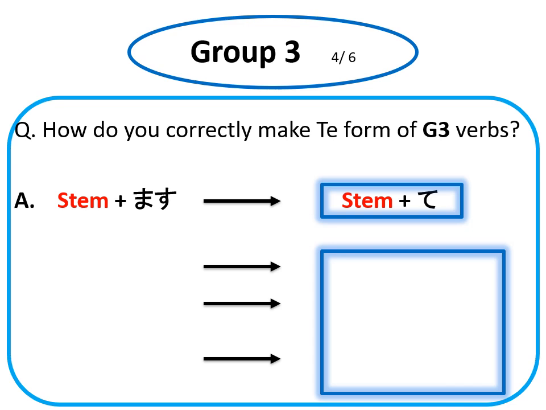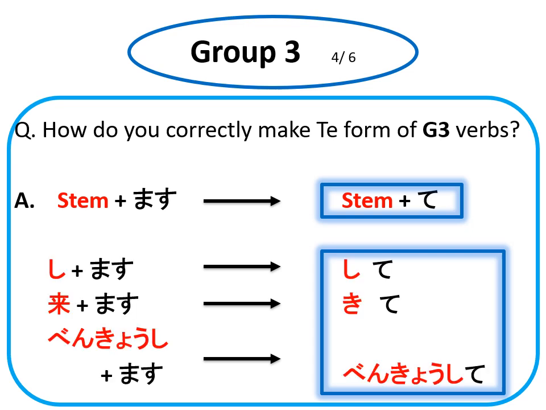We have 3 verbs I want you to practice on. Shimasu, to do, kimasu, to come, and also benkyou shimasu, to study. So what are the te forms of these 3 verbs? Shite, kite, and benkyou shite. So group 2 and group 3 are simple: stem plus te. Okay, let's move on to group 1 verbs.